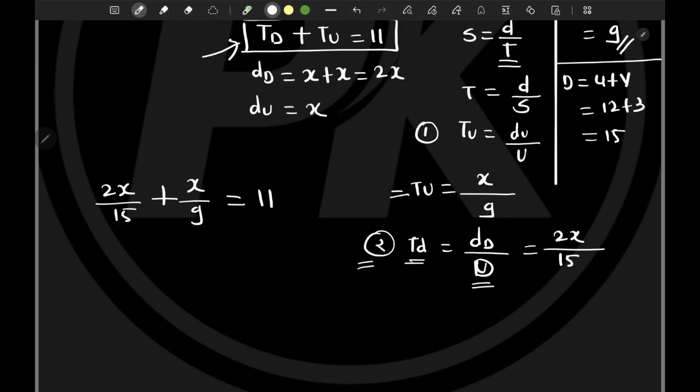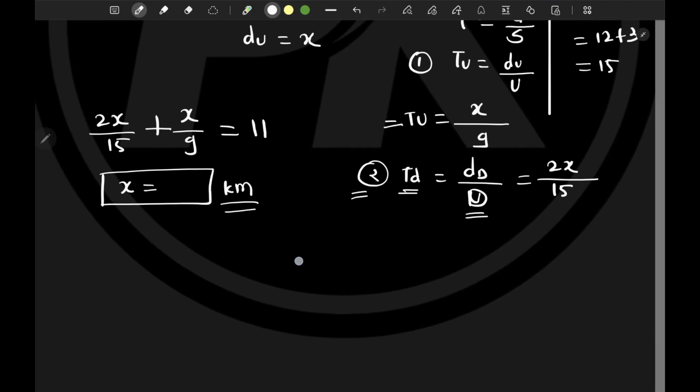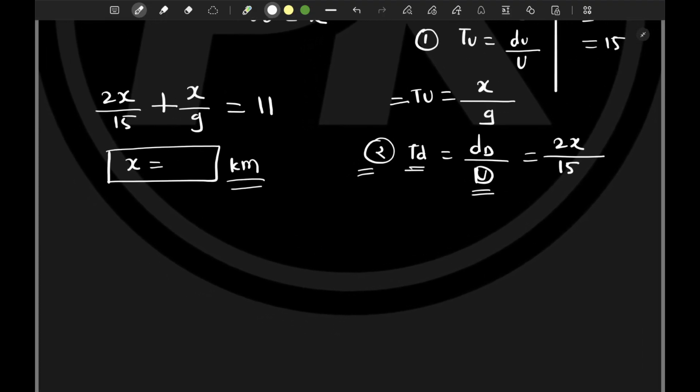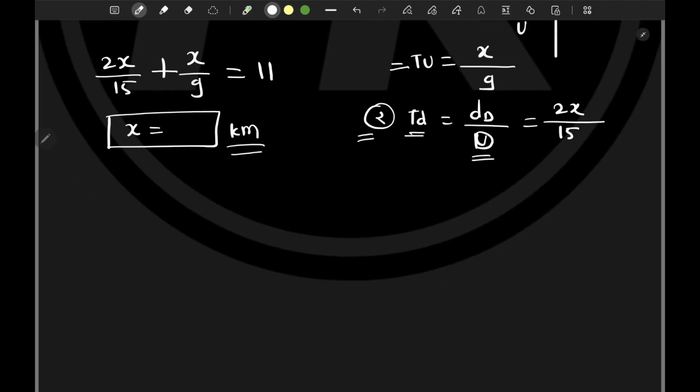Now from this equation, can we calculate the value of x? Those who are expert in solving equations, let's find out the value of x. And what is x? It is distance, so it will come in kilometer. Tell me the value in the comment section. And for those who are weak in solving equations, follow me. Let us do the cross multiplication for this equation, and hence it will be 18x plus 15x, and in the denominator it will be 15 into 9, equal to 11.